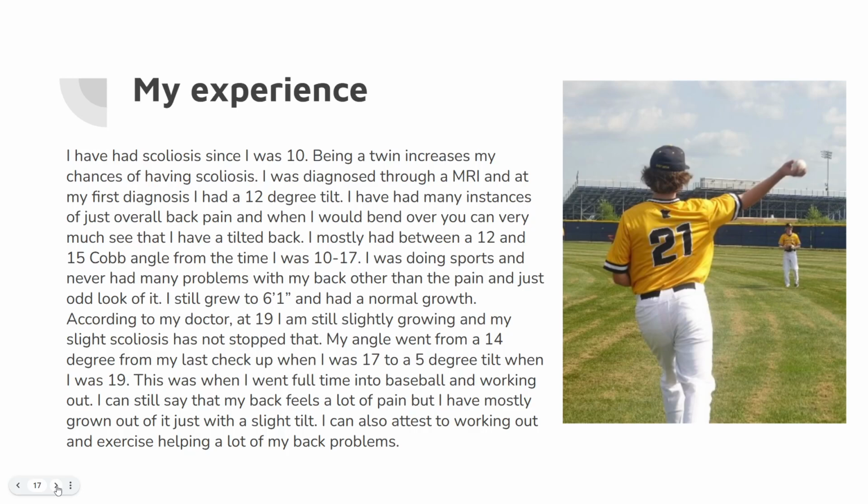I was doing sports and never had many problems with my back other than the pain and just the odd look of it. I still grew to 6'1" and had a normal growth, and according to my doctor at 19, I'm still slightly growing, and my slight scoliosis has not stopped that. My angle went from a 10 or 14 degree from my last checkup when I was 17 to a 5-degree tilt when I was 19. This was when I went full-time into baseball and working out, and I can still say that my back feels a lot of pain, but I've mostly grown out of scoliosis just with a slight tilt. I can also attest to working out and exercise helping a lot of my back problems.